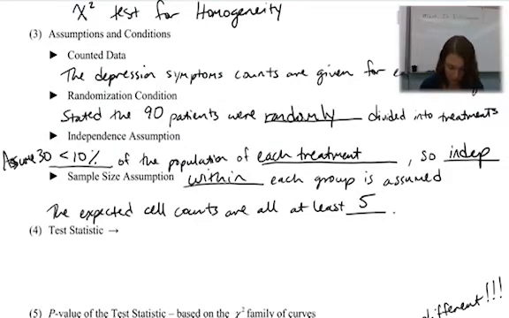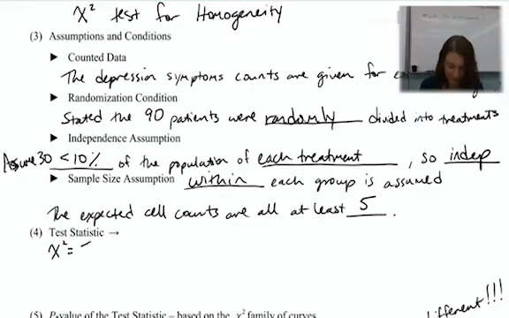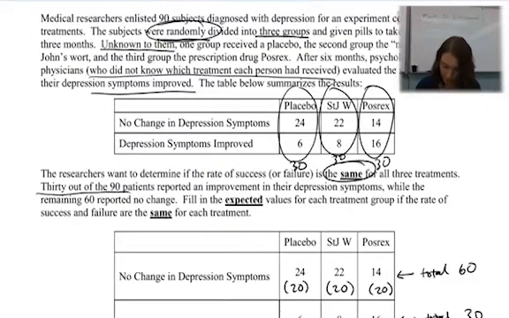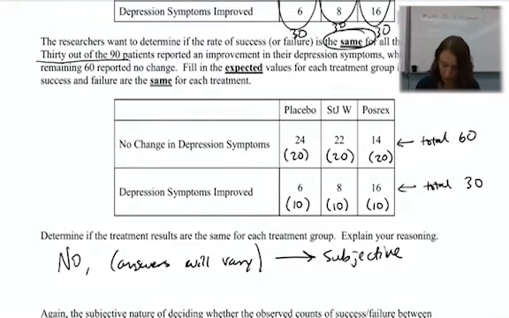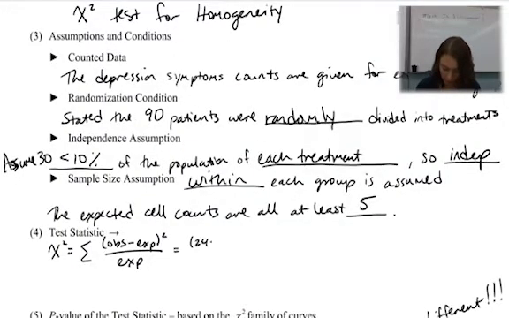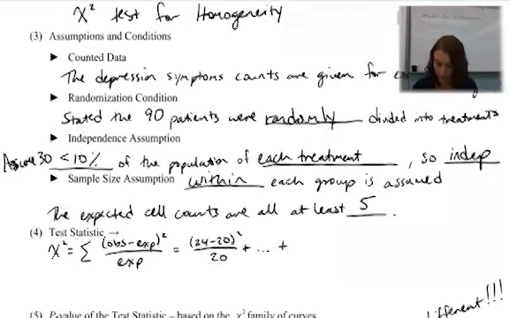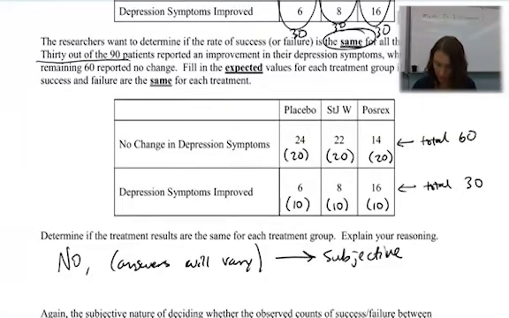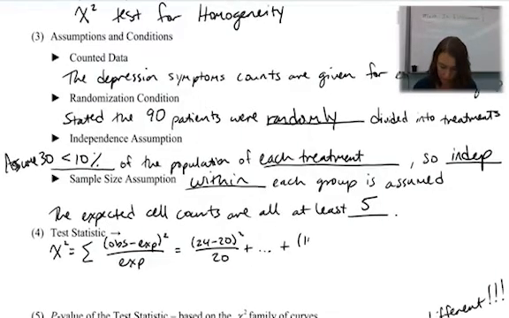Our test statistic, which is our chi-squared test statistic, is the same as before: the sum of the observed minus the expected squared divided by the expected. In this case, we had 24 observed in the first piece minus 20 expected, so (24 minus 20) squared over 20 plus dot, dot, dot, and then the last one, which is 16 and 10, so (16 minus 10) squared over 10.